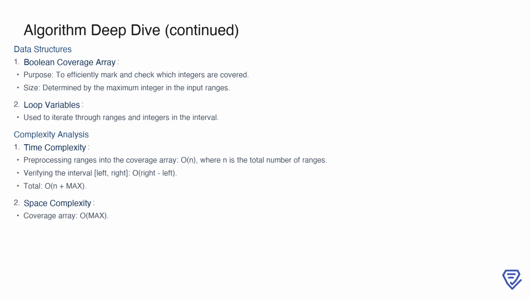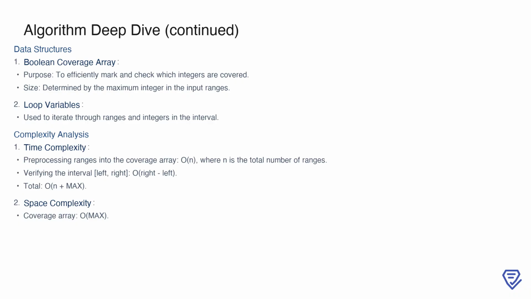The main component is the Boolean coverage array, which is used to mark and verify which integers are covered. The size of this array depends on the maximum integer value in the input ranges. Additionally, loop variables are utilized to iterate through the ranges and the interval [left, right].